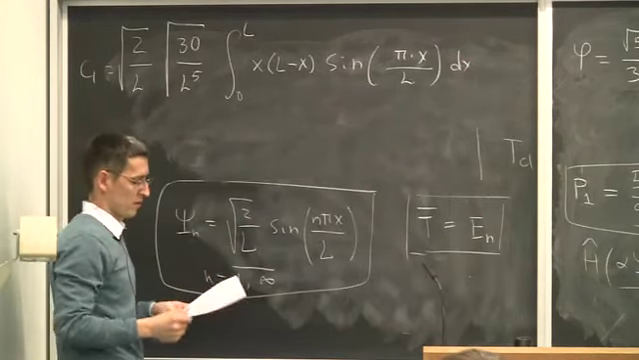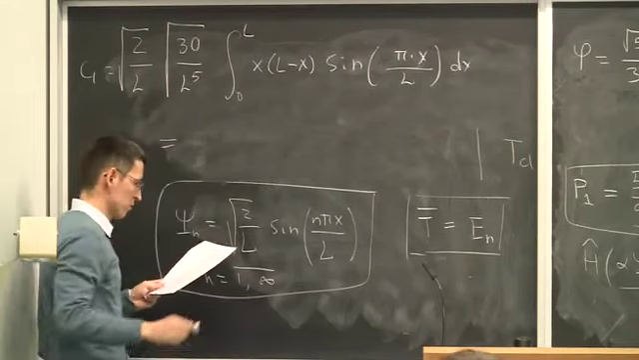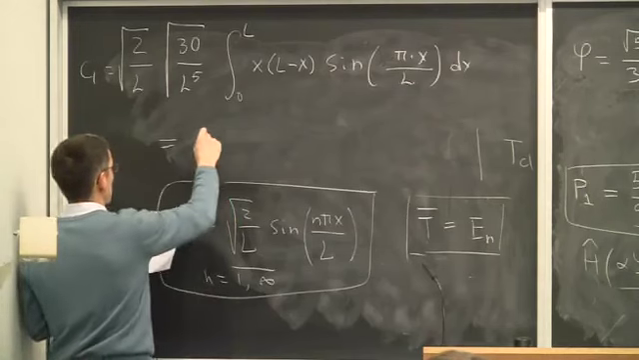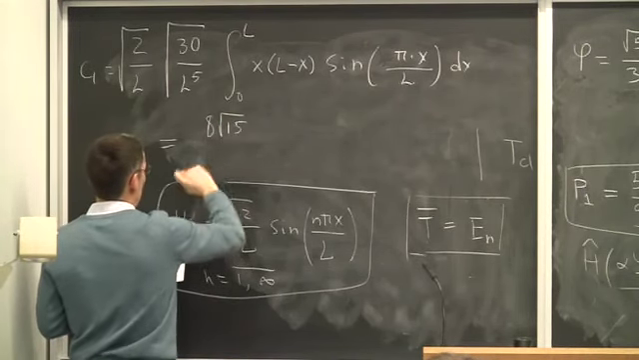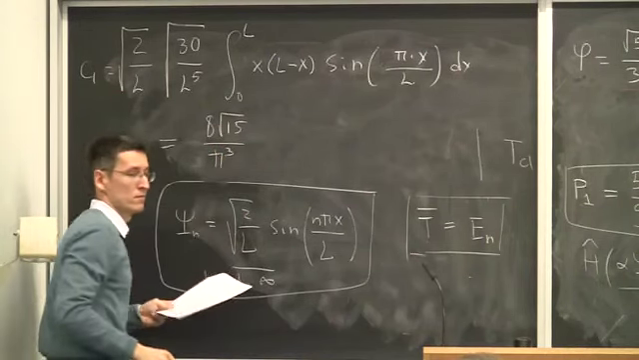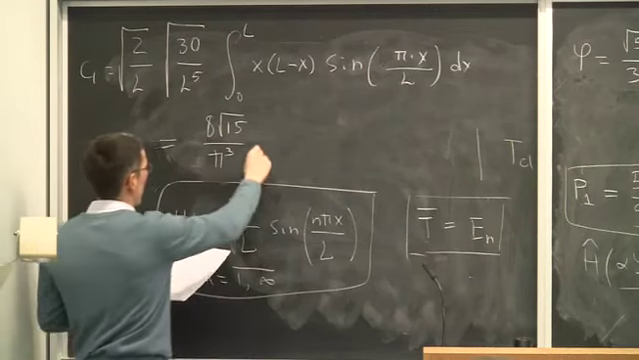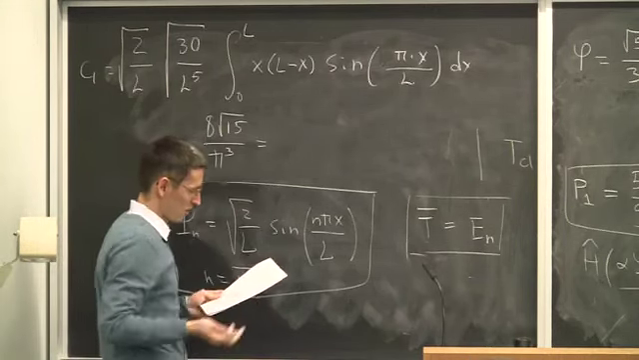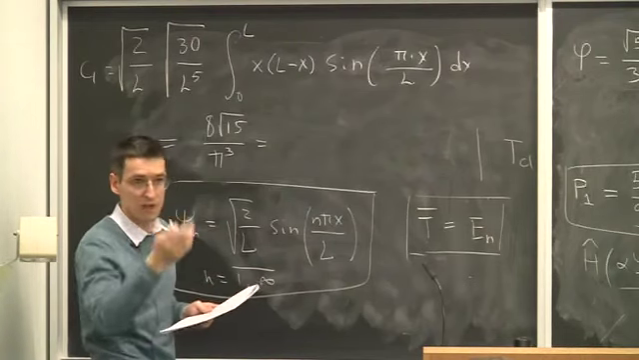And of course, you guys are very good with integrals, so you can tell me right away that C1 is 8 multiplied by the square root of 15 divided by pi cubed. Right? It's obvious. In reality, of course, in the notes, I have all the integrals written out. You can see them.